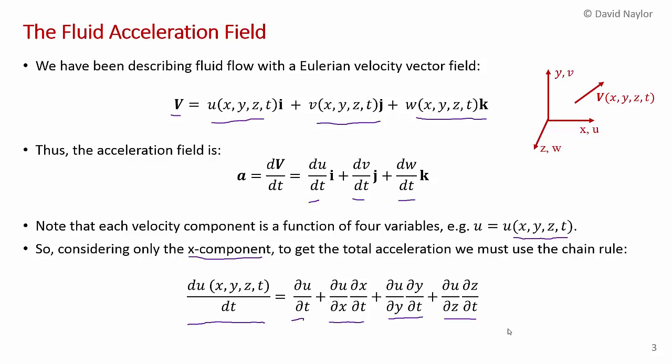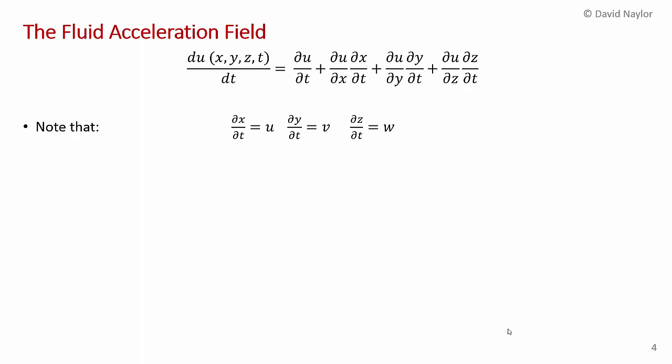On the next slide, I've just rewritten this. So that's our total acceleration, considering the fact that u is a function of x, y, z, and time. But these components, dx/dt, is just the u component of velocity here. So the rate of change of x with time is u. The rate of change of y with time here is v. And the rate of change of z with time here is just the w component of velocity. So now we can make those substitutions and it'll become u, v, and w for those terms.